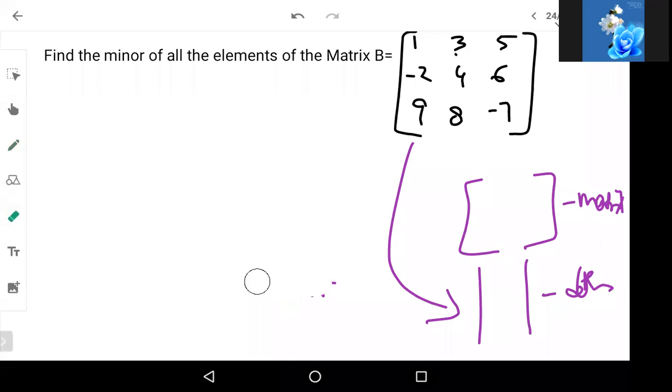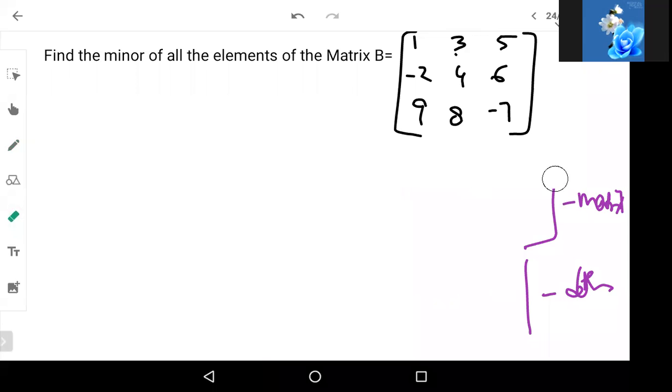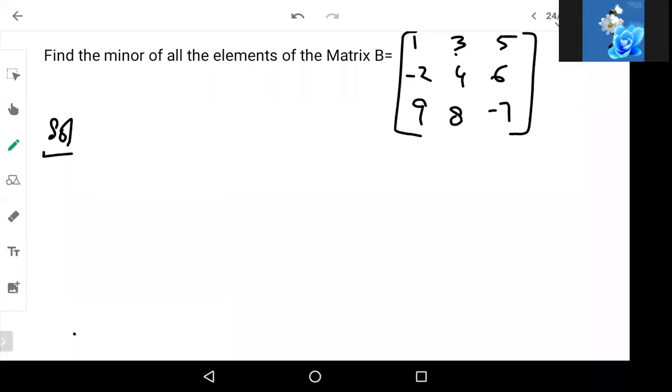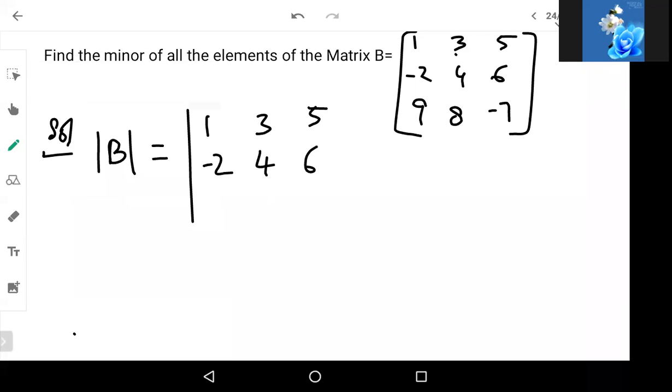So firstly, what we are going to do is we are going to represent this matrix B into the determinant B. And only after that we will be finding the minor for each of the element. So let us start. Solution. Determinant B is equal to, rewrite the matrix in determinant, 1, 3, 5, minus 2, 4, 6, 9, 8, minus 7.